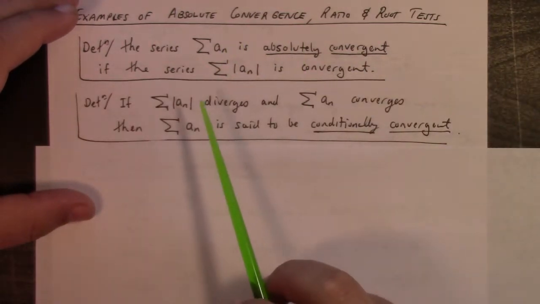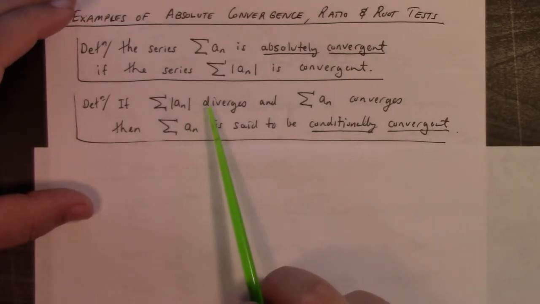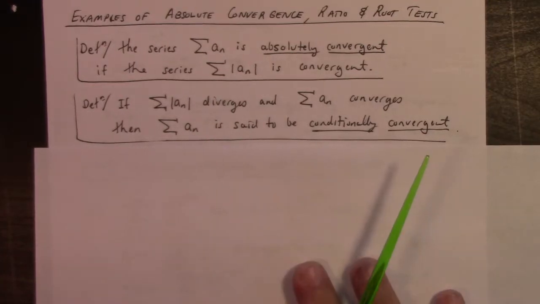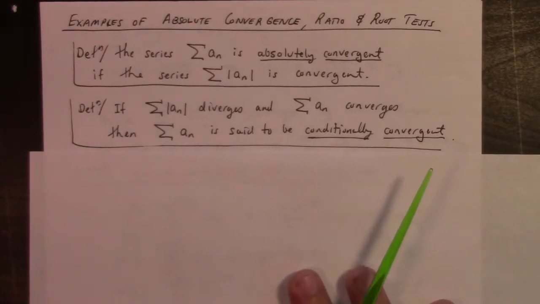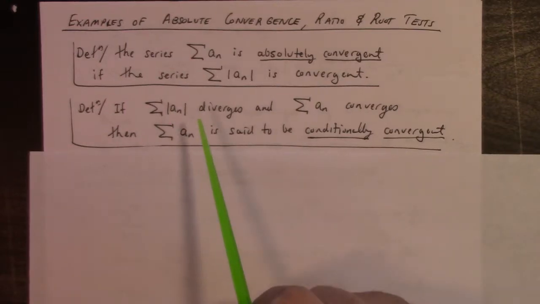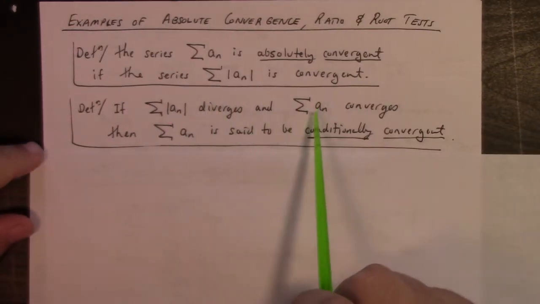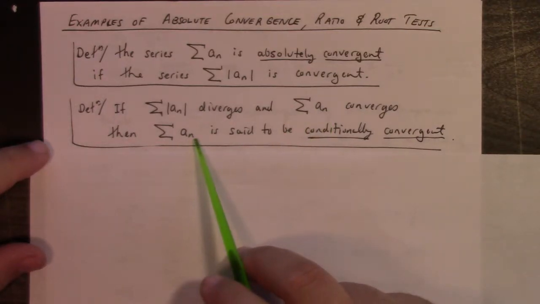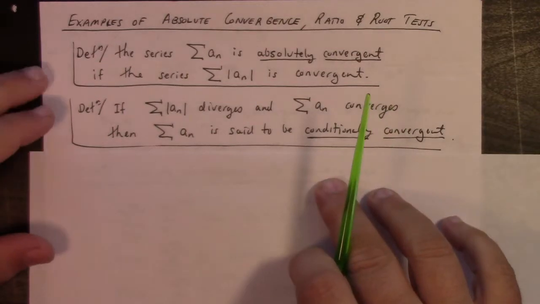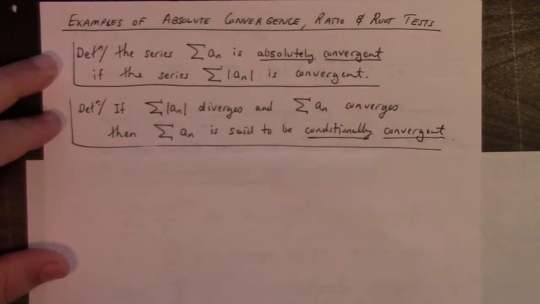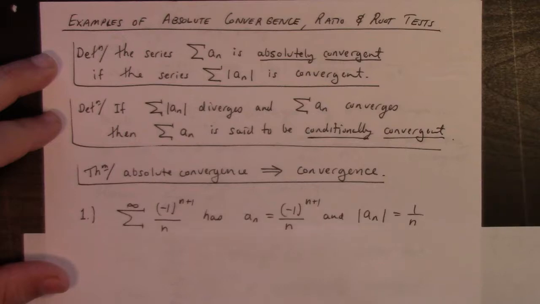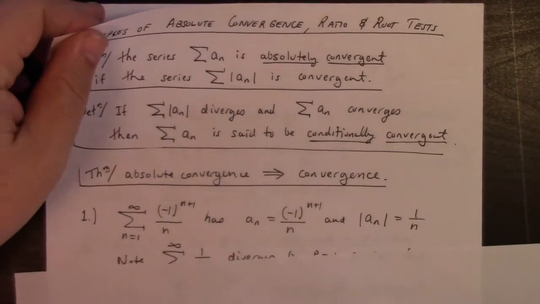On the other hand, another definition, if the series of absolute values, a sub n, diverges, whereas that without the absolute values converges, then the given series is said to be conditionally convergent. All right. So conditionally convergent series are kind of a pain. There's a theorem that says absolute convergence implies convergence. All right. And so here's some examples.